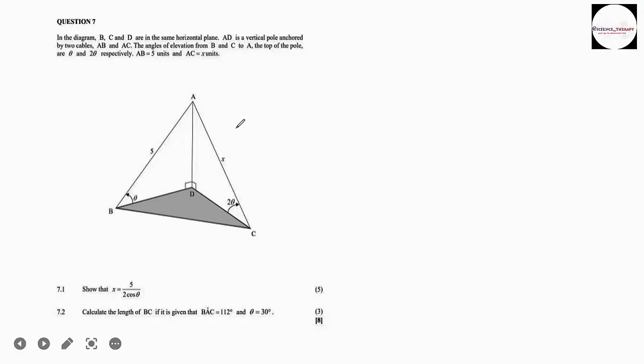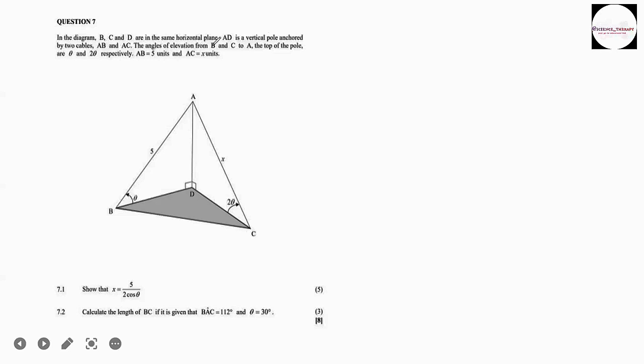Okay, so we have question 7, still on 3D trigonometry. It says in the diagram, B, C, and D are in the same horizontal plane. If they're in the same horizontal plane, that means AD is the vertical pole, and these two sides need to be perpendicular to that pole. So BD is perpendicular, and DC is also perpendicular to AD. And AD is a vertical pole anchored by two cables AB and AC.